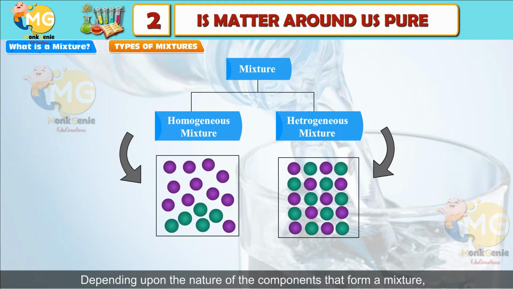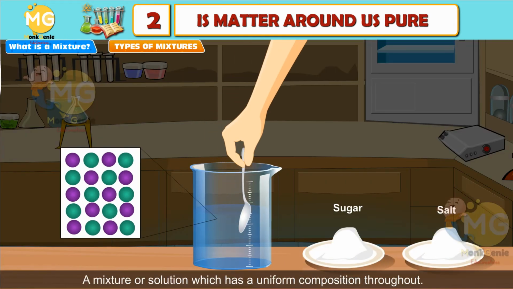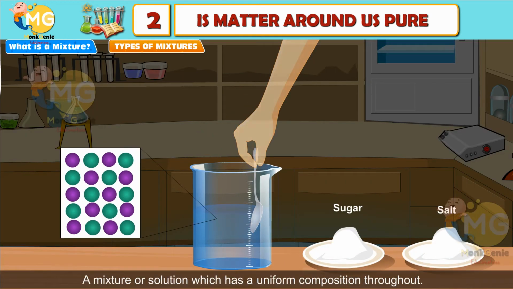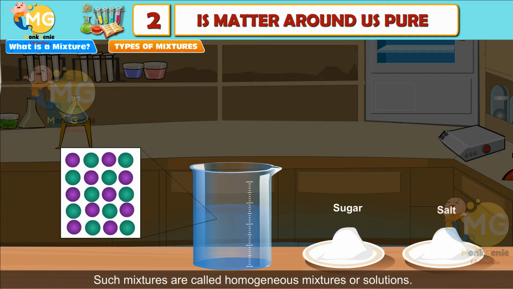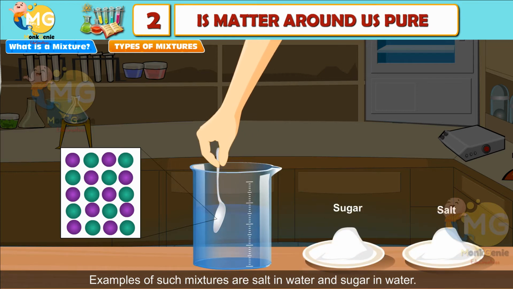Types of mixtures. Depending upon the nature of the components that form a mixture, we can have different types of mixtures. A mixture which has a uniform composition throughout. Such mixtures are called homogeneous mixtures or solutions. Examples of such mixtures are salt in water and sugar in water.